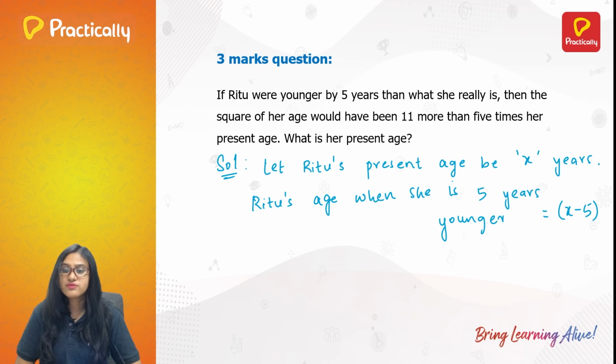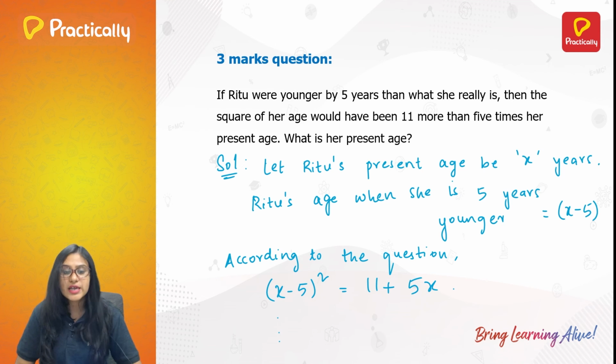Ritu's age when she is 5 years younger is x minus 5. So according to the question, what can we write? (x minus 5) squared equals 11 plus 5x. You have to solve it, right? And solve for x. So this is an application problem of quadratic equations.